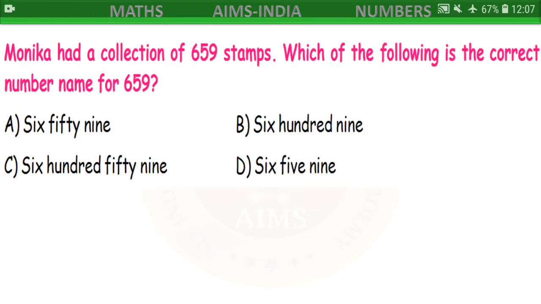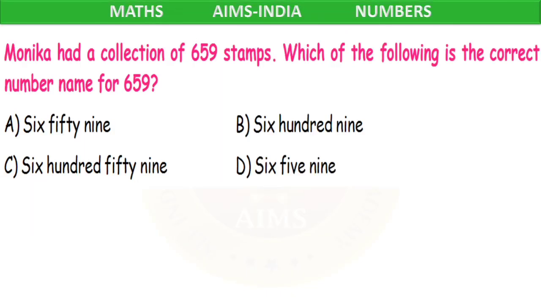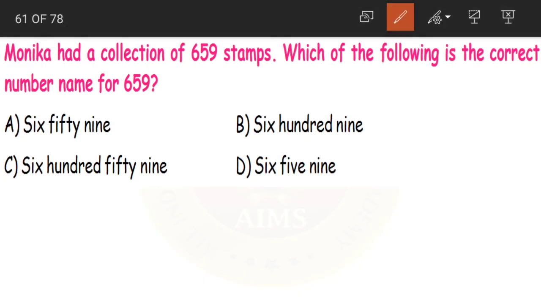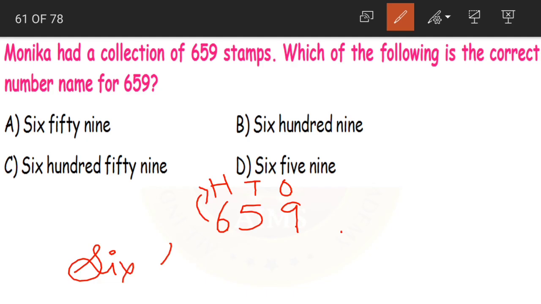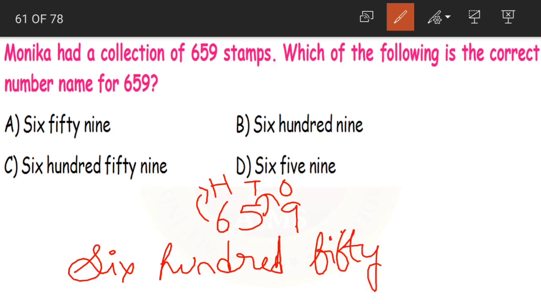Okay, children? Next question. Monica had a collection of 659 stamps. Which of the following is the number name for 659? Now how to write the number names, children? First write the number and then write the places on top of them. Coming to the first digit, 6 is in hundreds place. So what does it become? 600. Now 5 is in tens place. So what will we call it? 50. 9 is in ones place. So it will be 9 only.